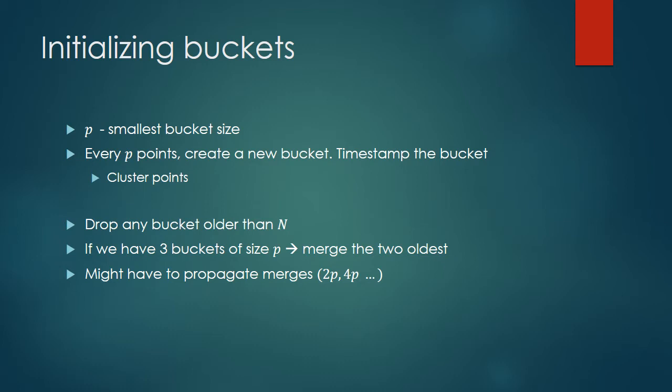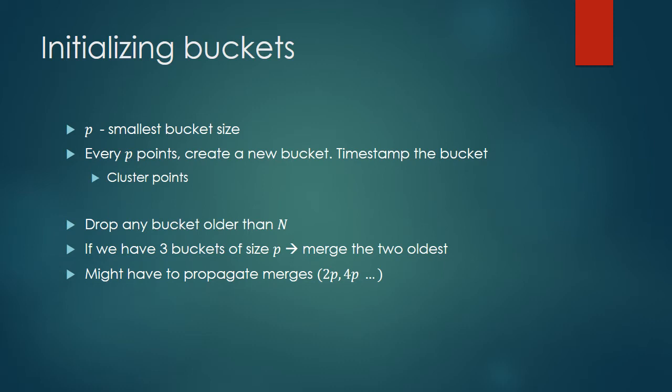Internally, you have whatever strategy you want. You can cluster them together. So I take p points, I create a bucket, and I've clustered it internally, maybe using hierarchical clustering, or if that is too big, then we opt for one of the other approaches. Additionally, because we are not interested in anything older than n, we can drop any buckets which have a timestamp older than n. At any time that we have 3 buckets of a given size, we will merge the 2 oldest buckets.